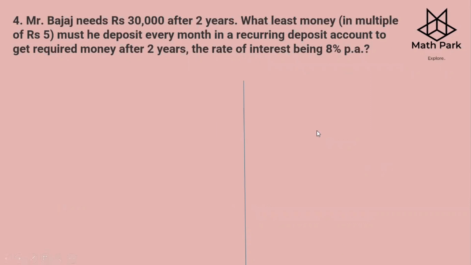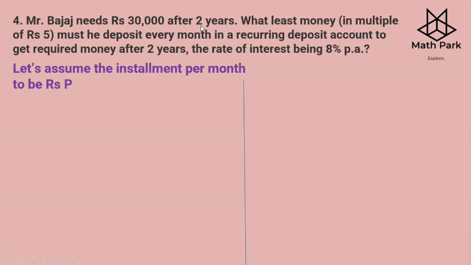Question number 4. Mr. Bajaj needs rupees 30,000 after 2 years. What least money in multiple of 5 must he deposit every month in a recurring deposit account to get the required money after 2 years? The rate of interest being 8% per annum. So he is needing 30,000. See the planning to be done. So what is the money that he should deposit?